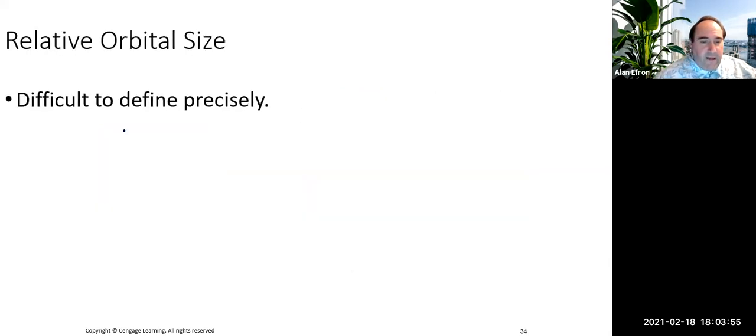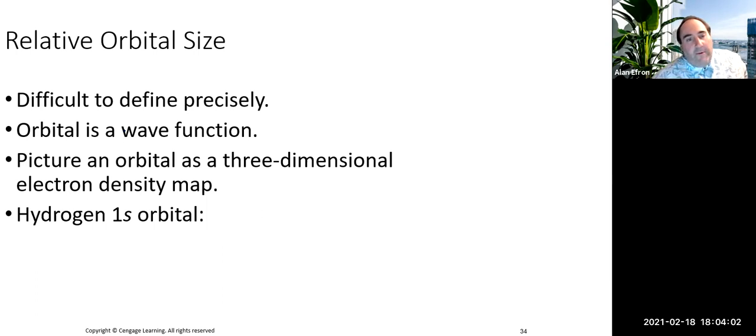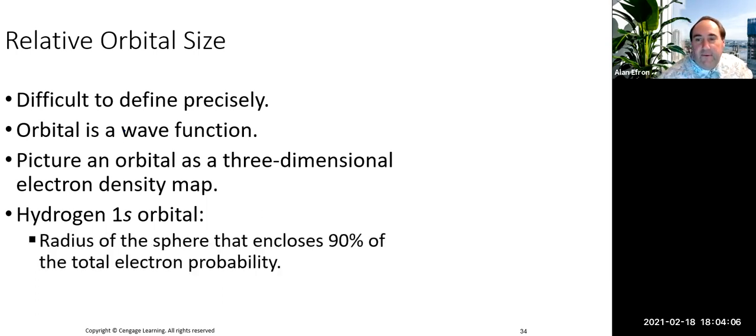So when we talk about orbital size, it's difficult to define precisely. Orbitals are basically wave functions. There's something known as Schrodinger's equations. If you ever end up taking physical chemistry, you'll see a lot about that, and it's a lot of crazy calculus type equations. But essentially what it is, again, is this idea of probability maps for these different orbitals and the shapes that they have.